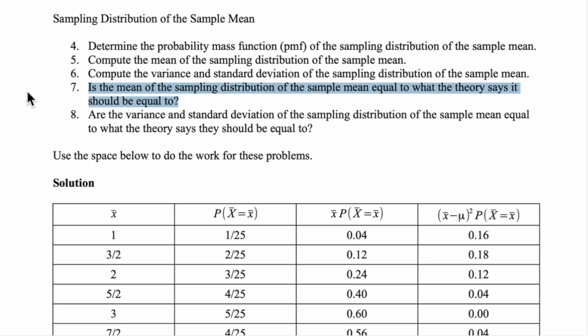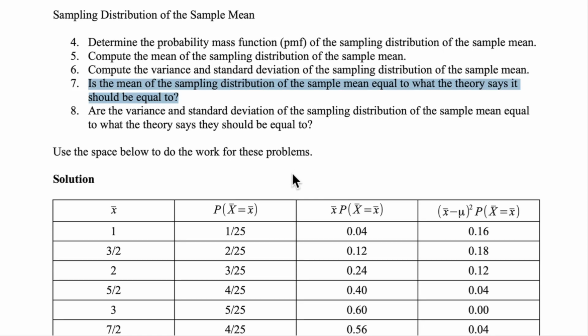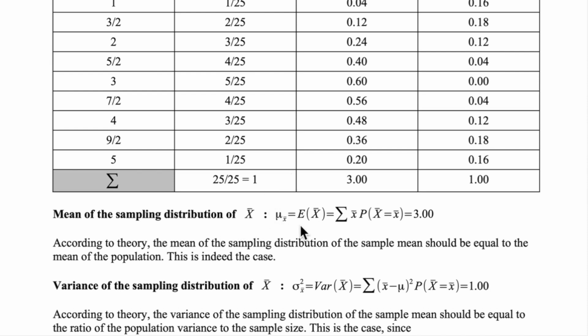Is the mean of the sampling distribution of the sample mean equal to what the theory says it should be equal to? And the answer is yes, because you'll remember that whenever we're conducting IID random sampling, the mean of the sampling distribution of the sample mean will always be equal to the mean of the population that we're sampling from. And so this is not a proof of that fact, but it's a demonstration of it. All right, and so we're verifying that that is in fact true for this particular example.